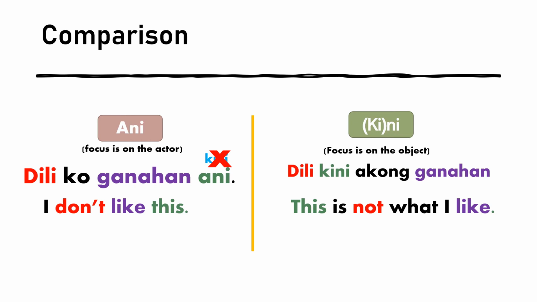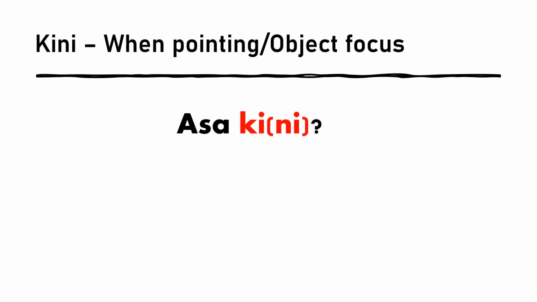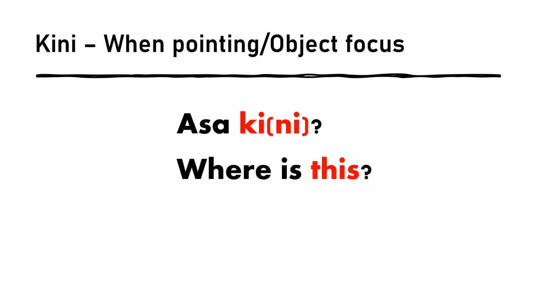You can see now the difference when using kini and when you're using ani. Another example. Use kini when you're literally pointing on something, on the object. And then the object here is our focus. For example, you want to know where is this place. Let's say you're showing a picture to a friend and you will say, where is this? So you will say, asa ni. Or you can also use asa kini, but in our regular conversation, we just use the short form. Asa ni? Where is this?